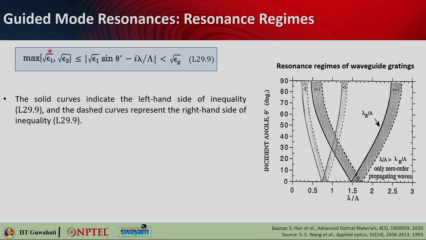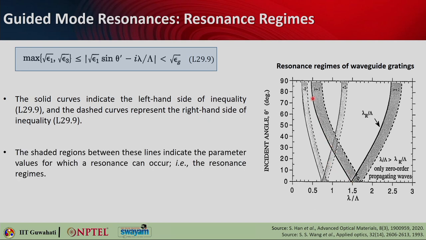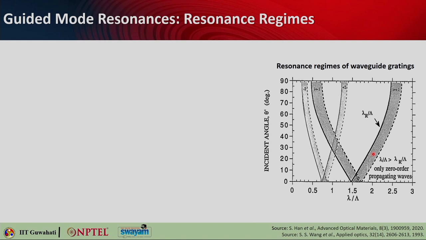The solid curves that you see here are on the left side of the inequality. So the left side of the inequality is coming from this solid line, and the right side is shown by this dashed line. The right side inequality gives you this one for a particular i, and the left side inequality gives you this solid line for that particular i. The shaded region between the two lines consists of those parameter values for which resonance can take place.